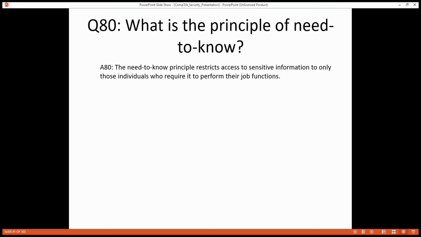Q80. What is the principle of need to know? A80. The need to know principle restricts access to sensitive information to only those individuals who require it to perform their job functions.